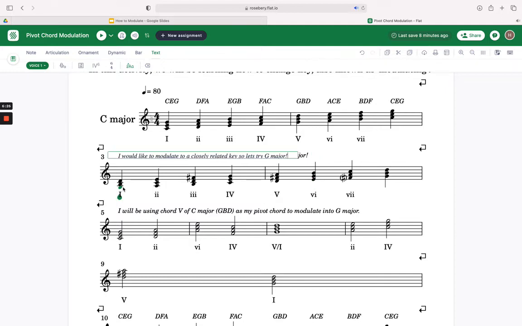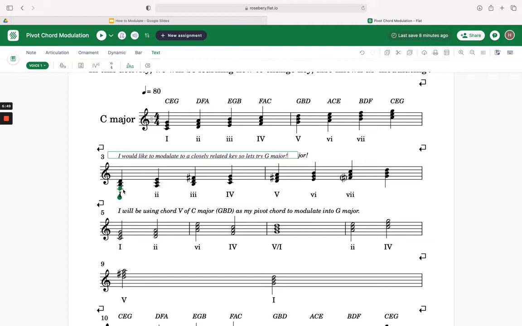Now, I think I'm going to go for that one. Any of the options that we've gone through would work, but I think I'm going to go for this one purely because I want to focus on the primary chords in my piece. So we have chord 5 in C major and chord 1 in G major. That's going to be a very strong sounding modulation. So that is what I have decided on.